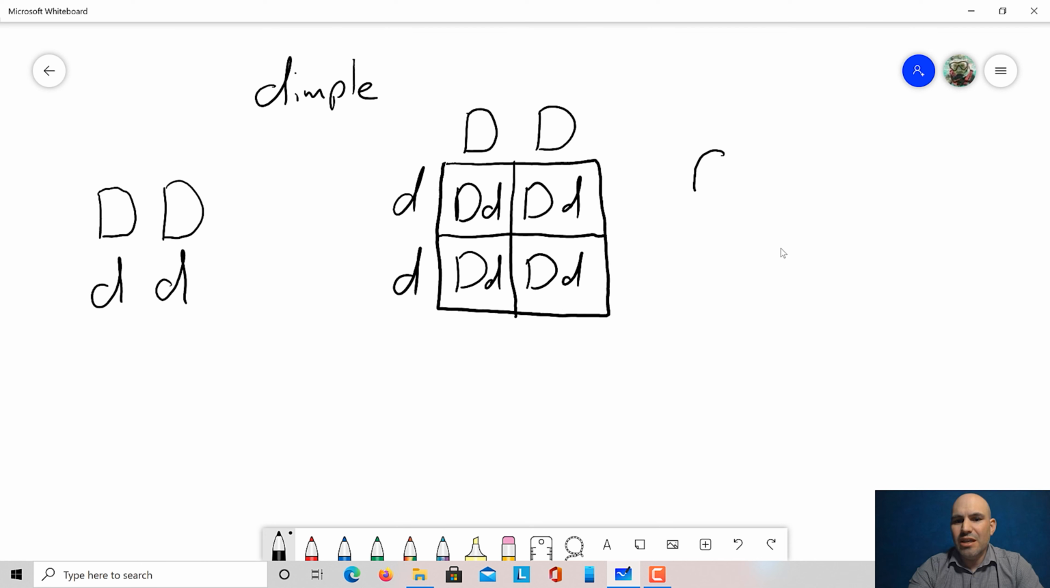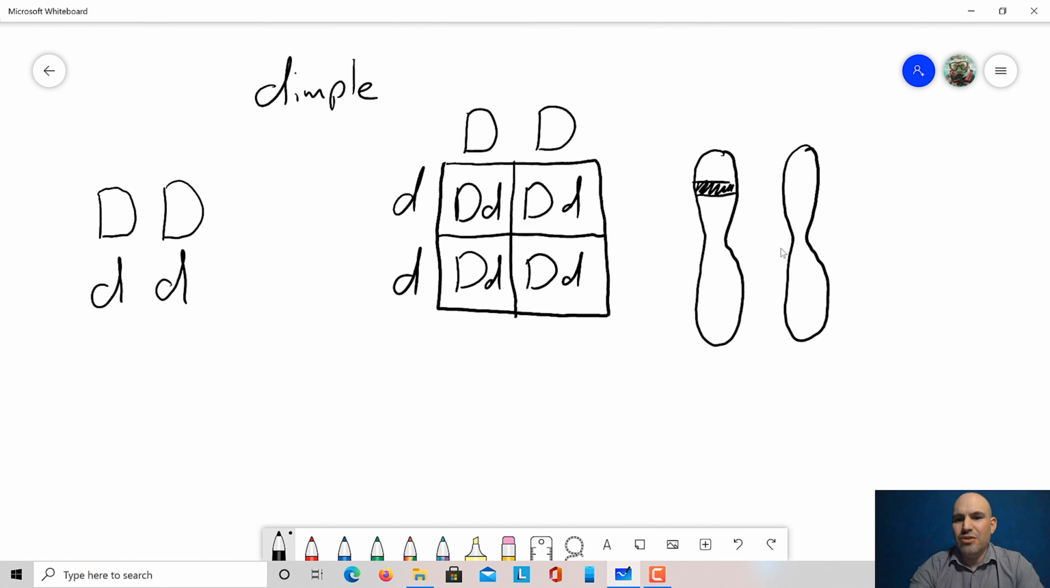And so again, if we think about it on our chromosomes, you have the gene to make dimples, and then you have a gene that doesn't say to make dimples. You're going to read the one that says make dimples, and you're going to go ahead and make dimples. And so this is how dominant and recessive works.